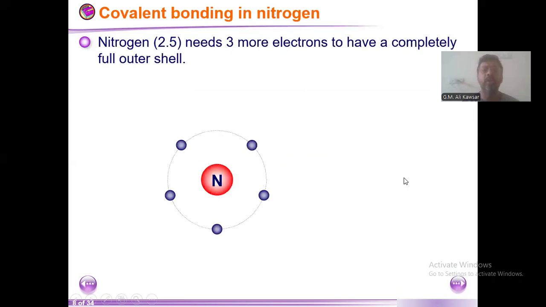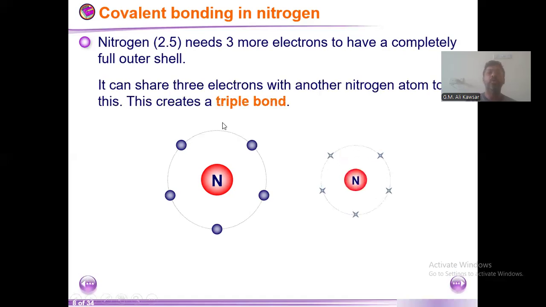Now let's see the electronic structure of the nitrogen atom. Nitrogen has a total of 7 electrons, so its electronic configuration will be 2, 5. In that case, it has 5 electrons in the outermost shell, where 3 electrons are short. You know that we need 8 electrons in total in the outermost shell to be stable. So it needs 3 electrons more.